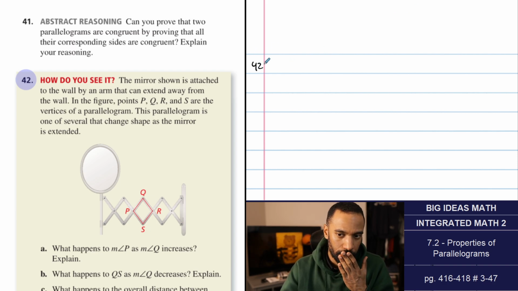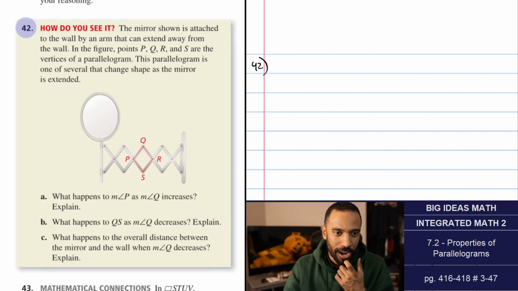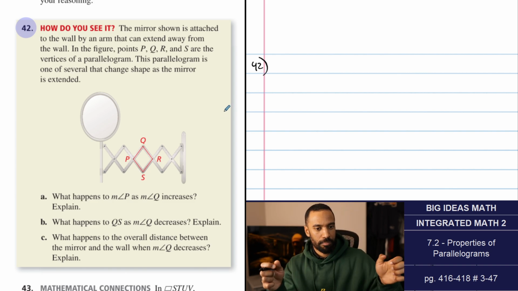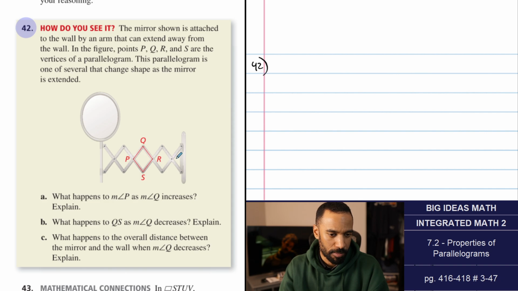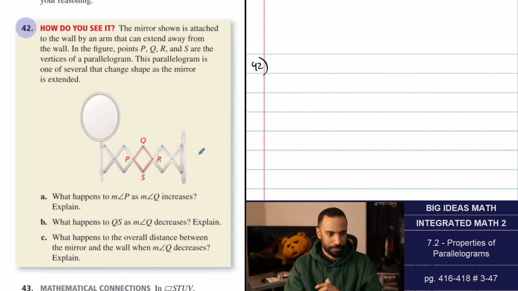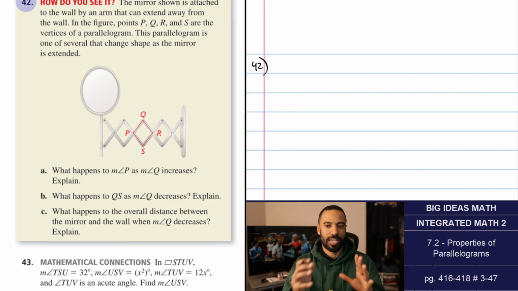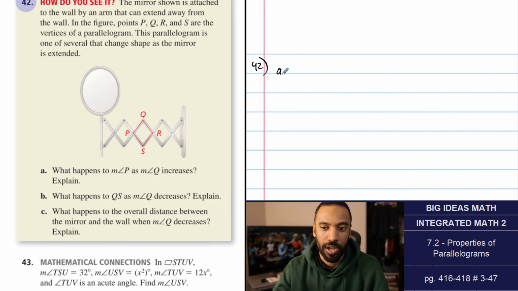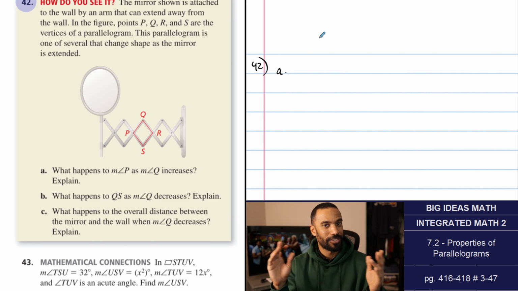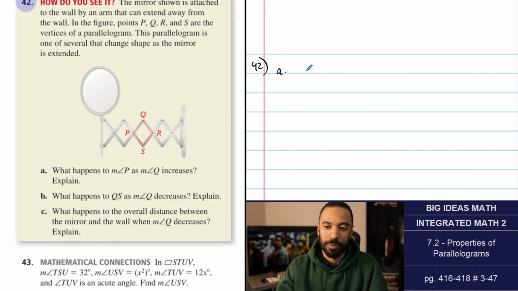Number 42. They want to know how we see it. The mirror shown is attached to the wall by an arm that can extend away from the wall. In the figure, points P, Q, R, and S are the vertices of a parallelogram. This parallelogram is one of several that change shape as the mirror is extended. So it kind of flexes in and out. What happens to measure of angle P as measure of angle Q increases? So as this stretches out more, as Q gets bigger, P is going to have to get smaller. In parallelograms, consecutive angles are supplementary. So measure of angle P decreases.